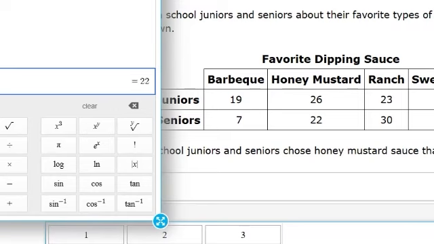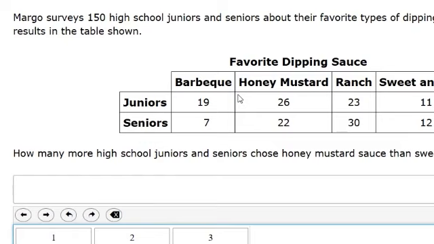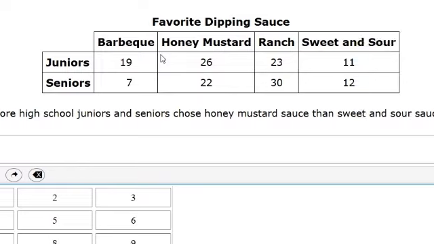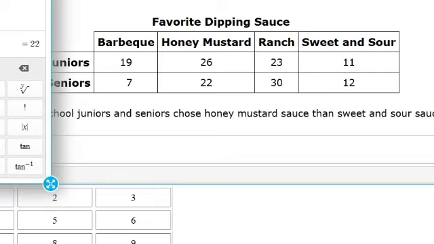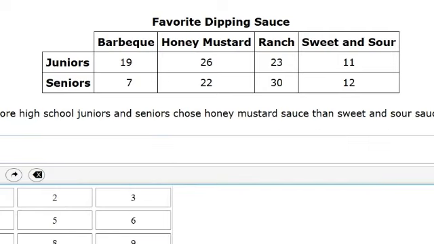Okay, what is the process? 19 plus 7. 22 plus 26 plus 22. Subtract them. Juniors and seniors. 25. Okay. Simple, right? That minus that. Honey mustard minus sweet and sour. So you have to add 26, 11, 26, 22, 11 and 12. So 48 minus 30, 25. Yeah. Simple. Next.